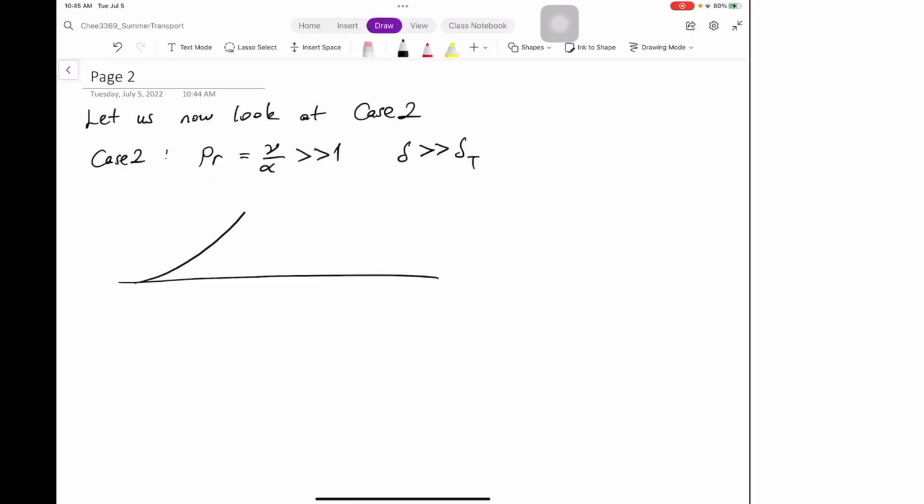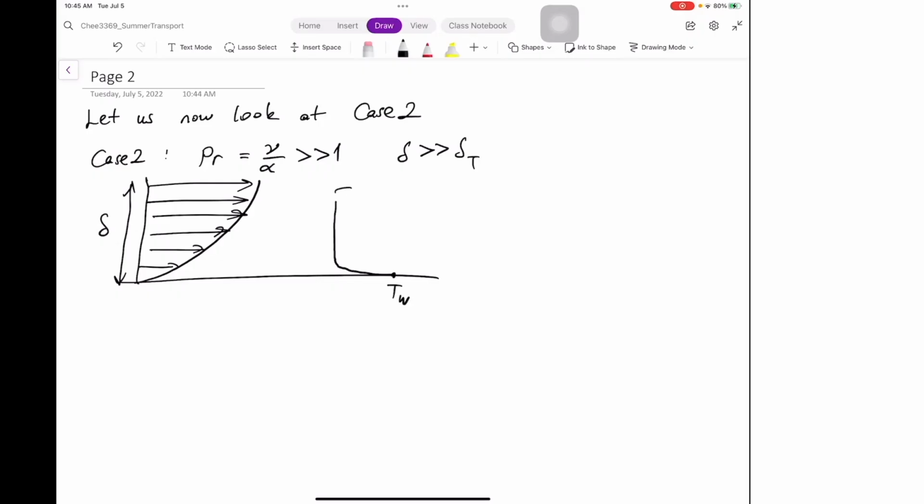Your velocities look like this, but your temperature profile looks more like this. T wall, T infinity. So it saturates at a much shorter distance. So this much is delta T, and that's delta.